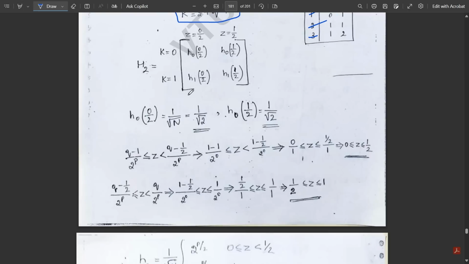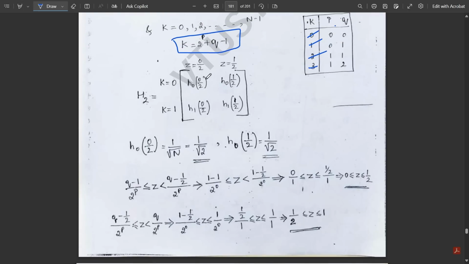Now you see here. First is h0 of 0 by 2 and h0 of 1 by 2. These two values are present in the first row, for the value of k equal to 0, so you should write directly that it is equal to 1 by root 10.